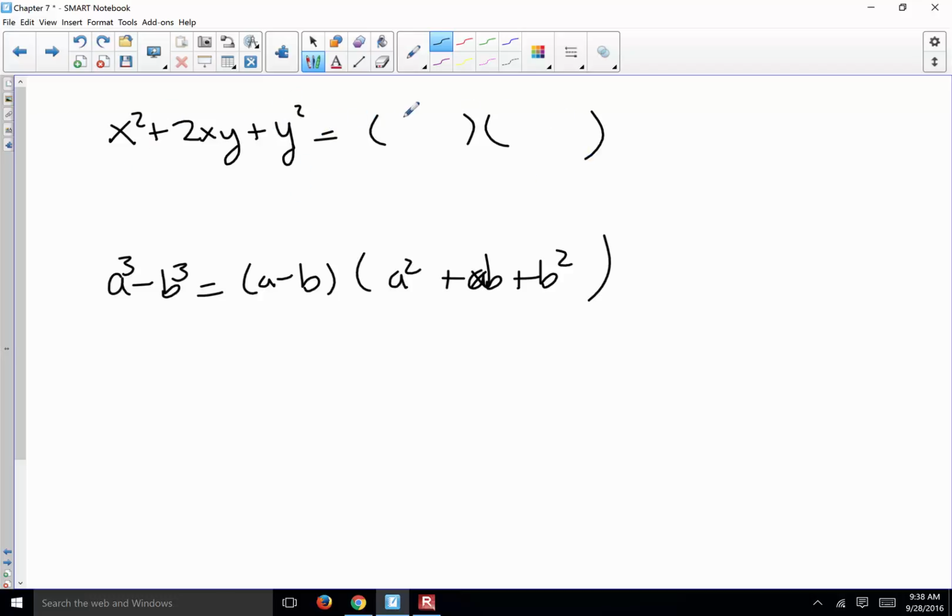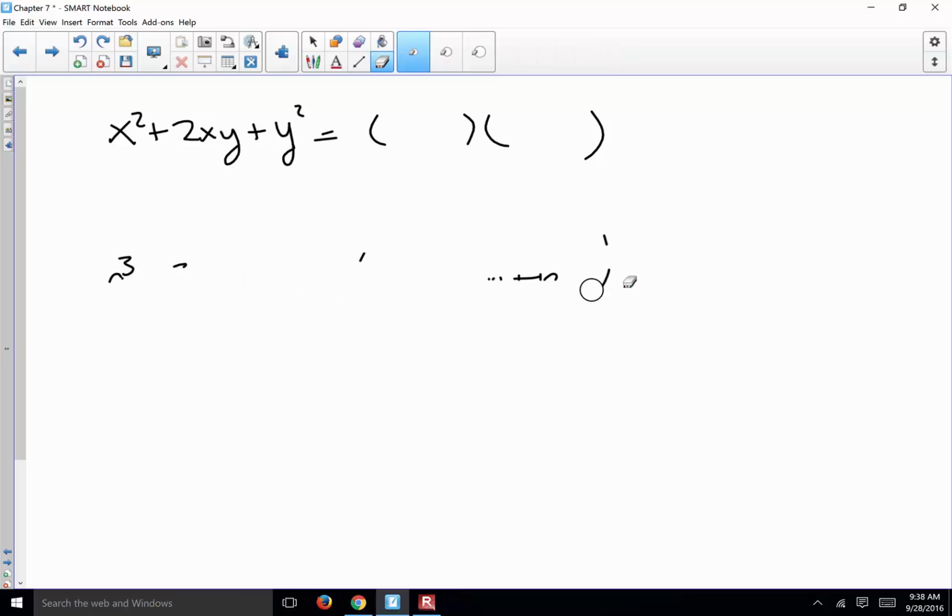This is the big one, and it doesn't have a cube, okay? So it's not difference of cubes. This is something else. Does anyone know? x squared plus 2xy plus y squared, a kind of thing like this. It's still factoring. Use your factoring skills.